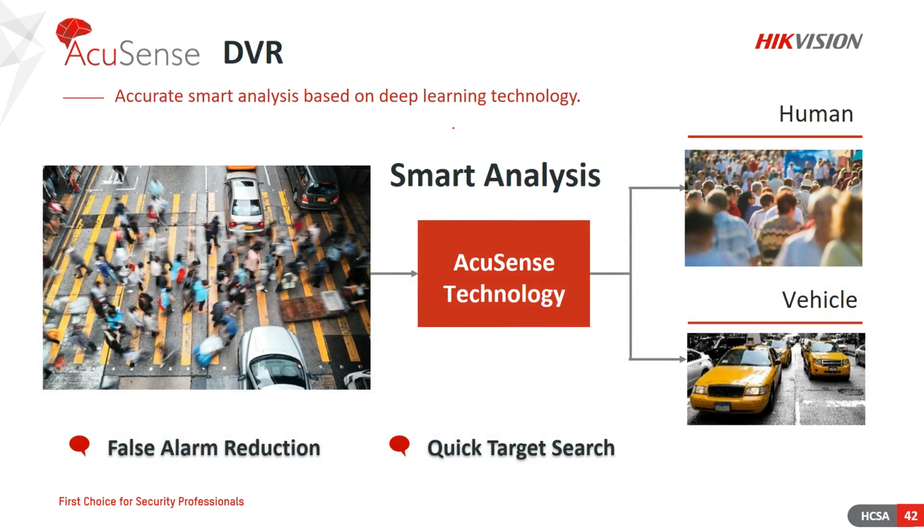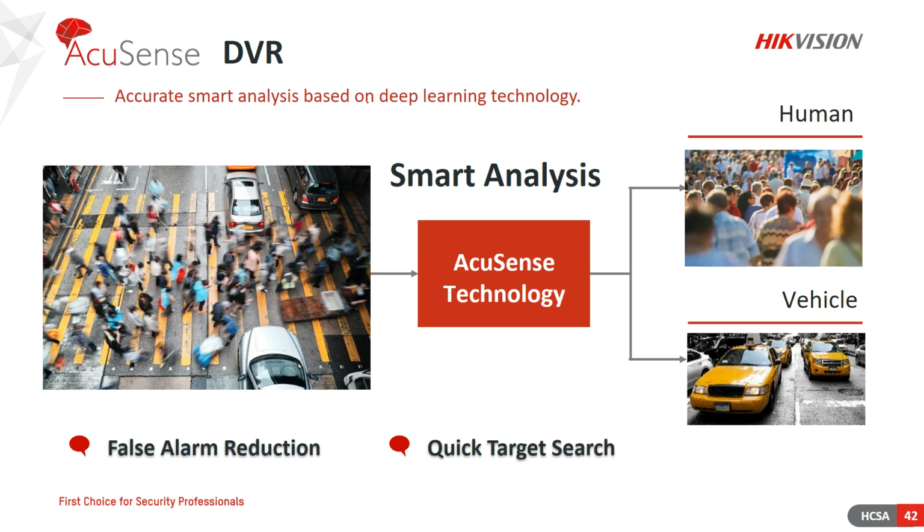Okay, so after talking about one sub-series of Turbo HD 5.0 series, let's talk about another sub-series, which is the AccuSense. So please just remember, for the analog system, we only have the color view camera, but no color view DVR. And we only have the AccuSense DVR, but no AccuSense analog camera. So this is very important, just remember.